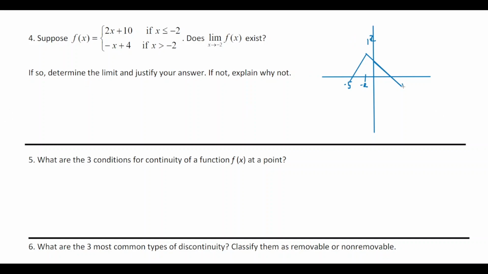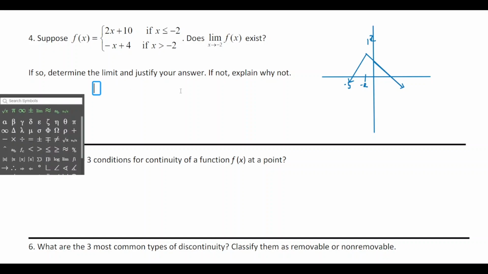Like I said, this is a rough sketch. This is not really a great justification. I'm not even using a grid here. This is not to scale or anything. Just a quick sketch. So to really justify my answer here, I need to plug in -2 into both of these. So -2 times 2 is -4, plus 10 equals 6, which is where I'm expecting this intersection to happen if it does.